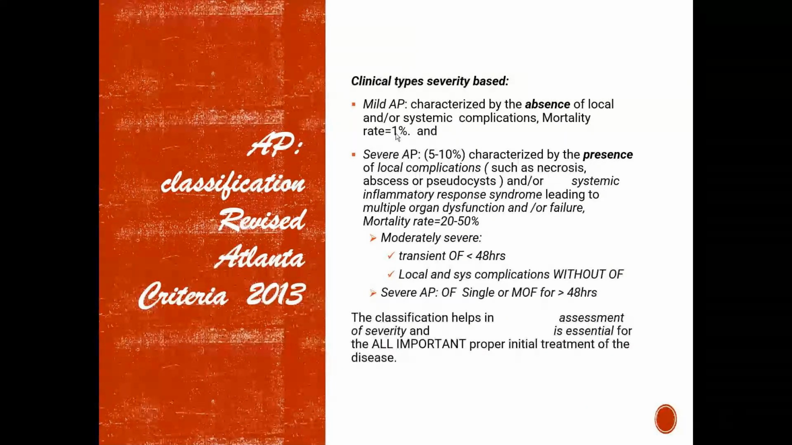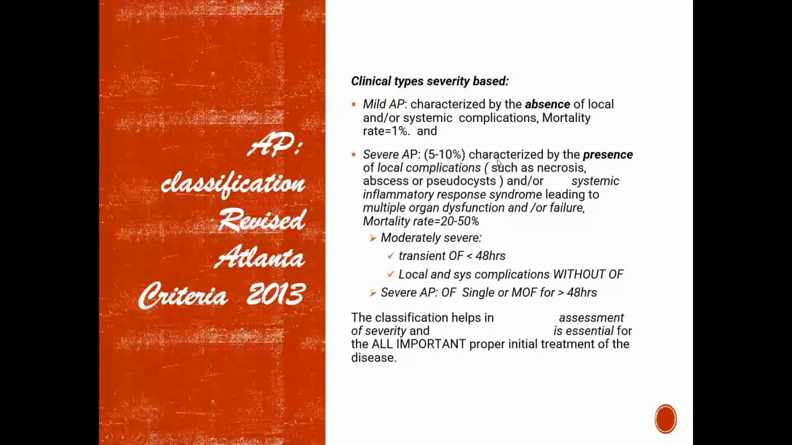Why? Because I would not be having any local complication, I would not be having any systemic complication, and the mortality rate is less than 1%, right? So absence of local or systemic. As opposed to severe AP, both of these things would be present. So presence of local complications in which form?